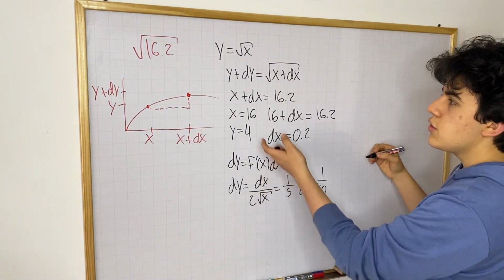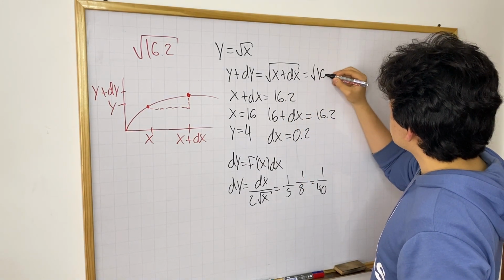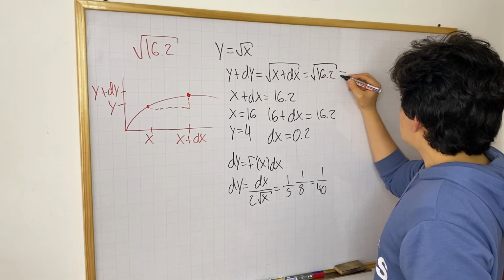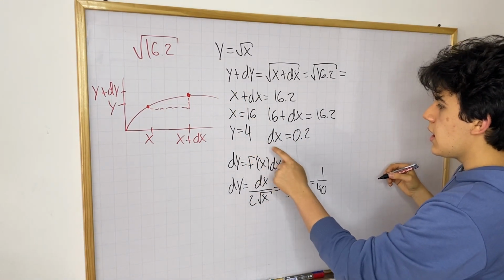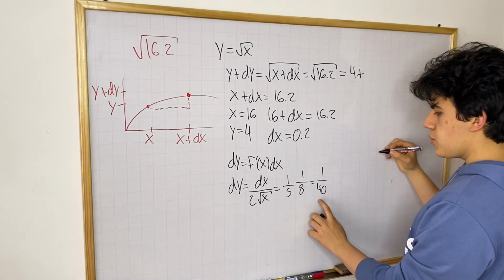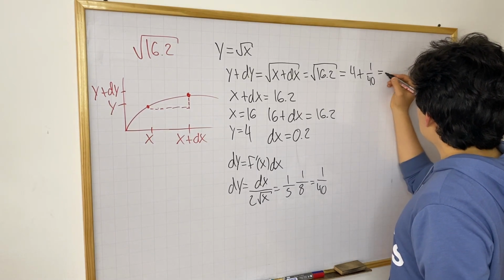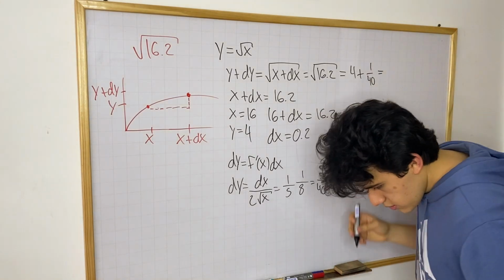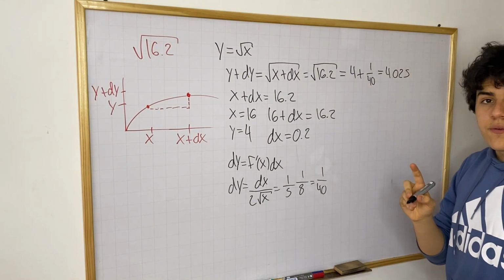We know this is going to be the square root of 16.2, and we can simply plug in the values for y and dy. We know y, once again, is equal to 4. So we have 4 plus dy, which we know is 1 over 40, and this will be equal to 4.025.